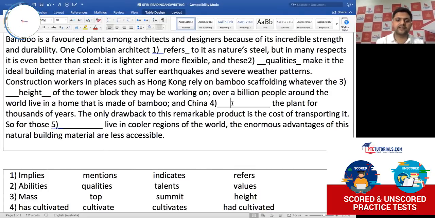And if there would not have been the mention of thousands of years, in that case you could have said that China cultivates the plant. That means it's still cultivating it, but there is no mention of the past. Then here we could have said that it cultivates the plant. But since we are talking about a period of time that was there in the past and it is still continuing here, we'll be saying that it has cultivated the plant for thousands of years.